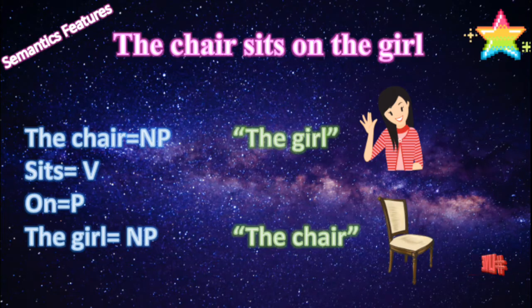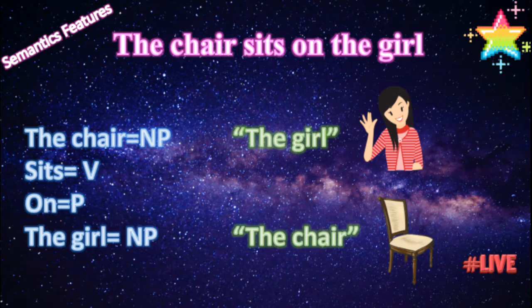So, to describe this idea, we can use the signs plus and minus to determine which of the two expressions has this characteristic. Consequently, we have the following analysis. The girl, plus animate, denotes an animate being, but the chair, minus animate, does not denote an animate being. The examples help to illustrate the process of analyzing meaning in terms of semantic features.